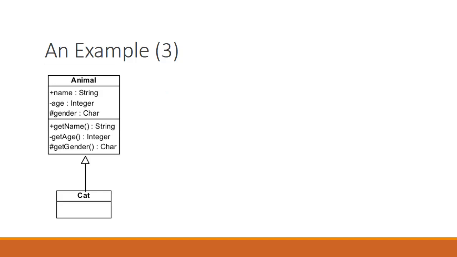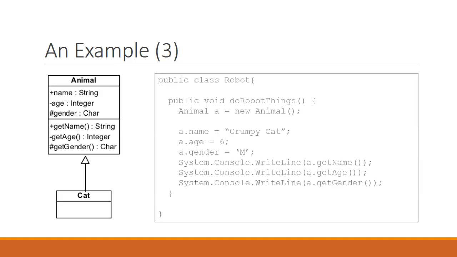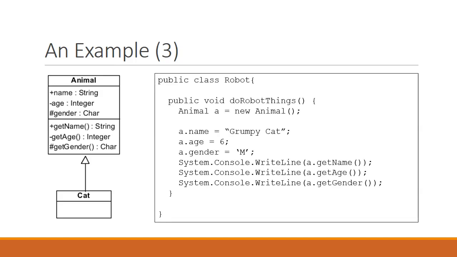Now let's go on to our third and final example, which is the robot class. That has nothing to do with animals. The robot class can do robot things, and in do robot things, it declares an animal object called A. Now, once again, pause this video and think, does this code compile? And if not, which lines fail to compile?